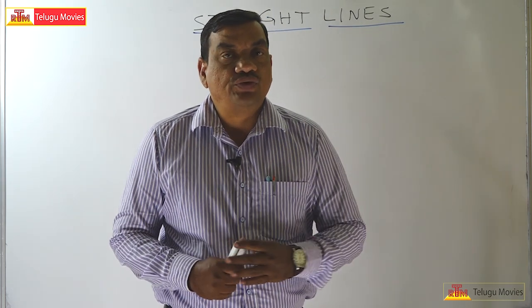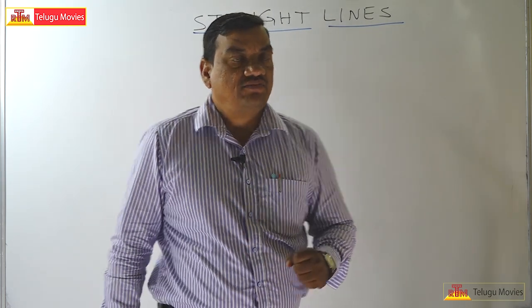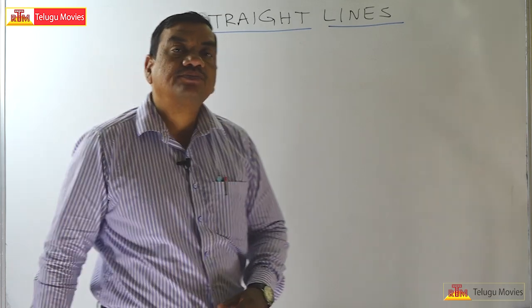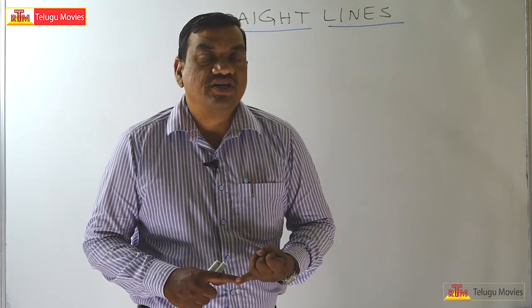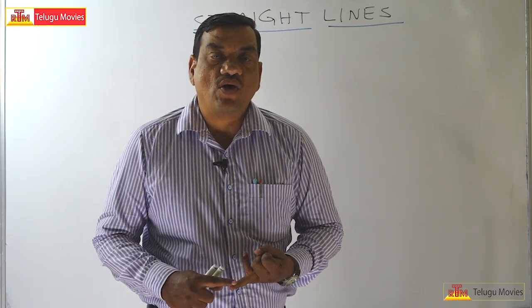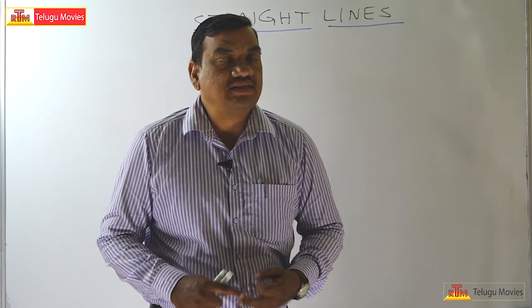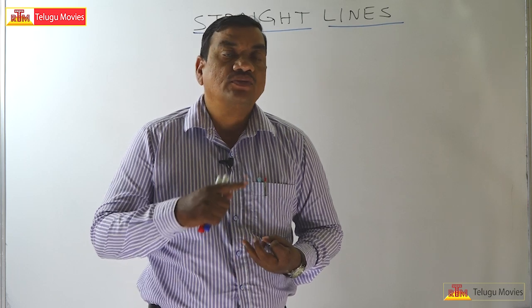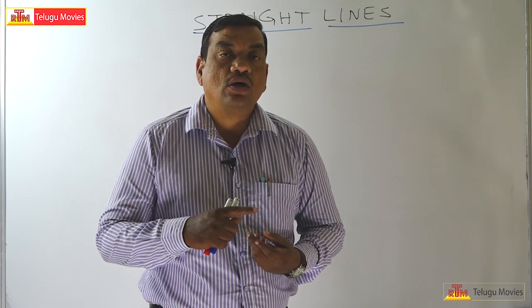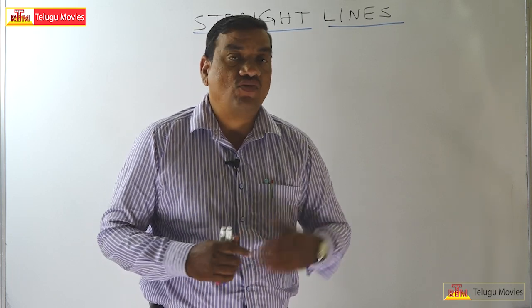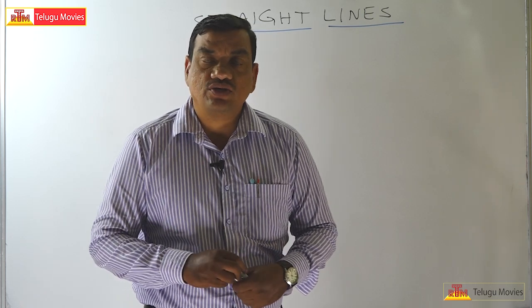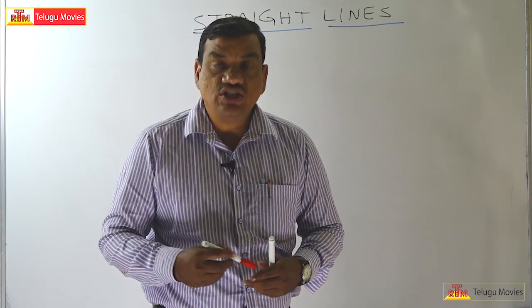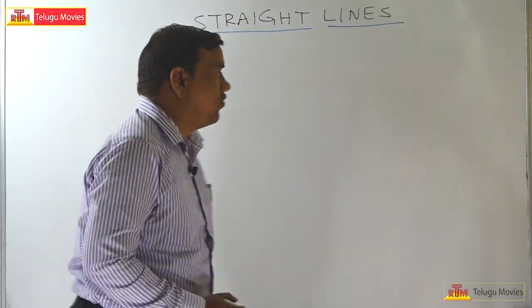So in the last few days I have been explaining the chapter straight lines. I have explained what is inclination of a line, what is slope of a line, and various forms of lines. I have explained the slope form, intercept form, two-point form, point-slope form, normal form. Now we are going to see one more form. This form is called symmetric form.